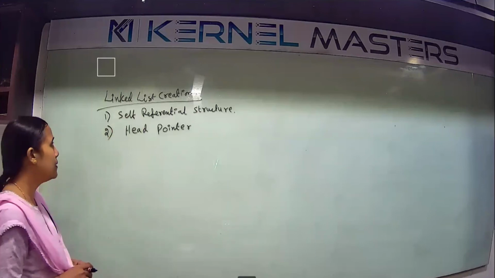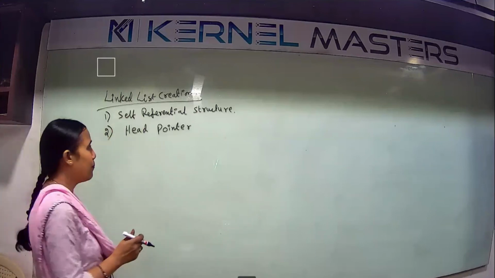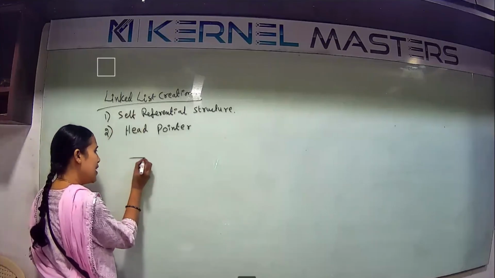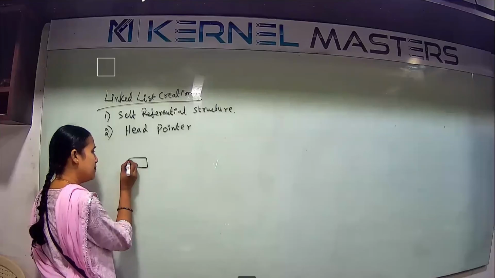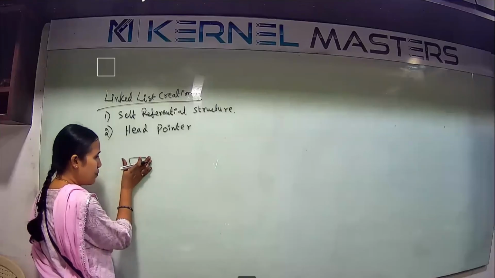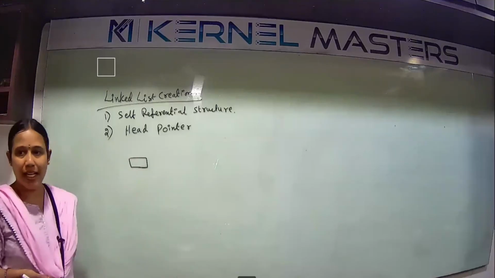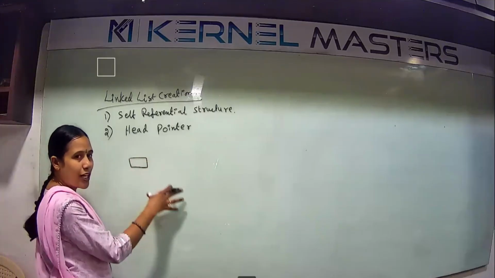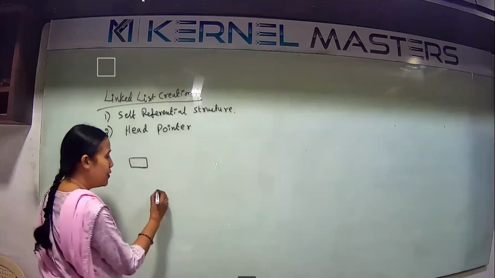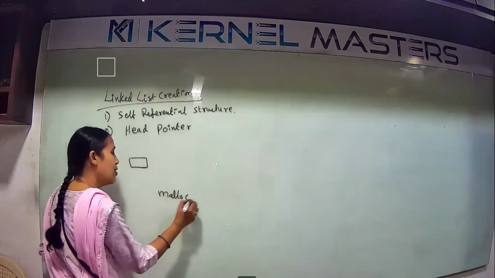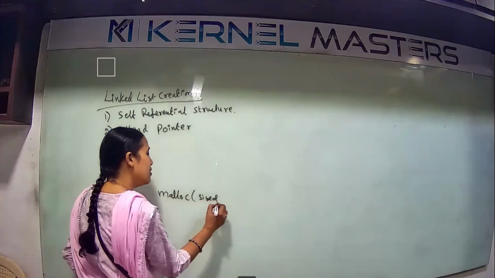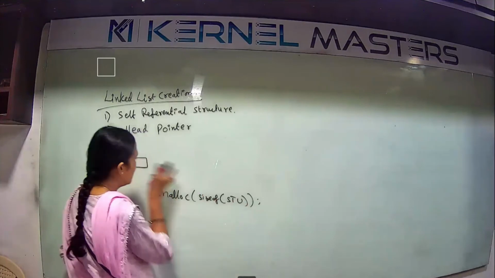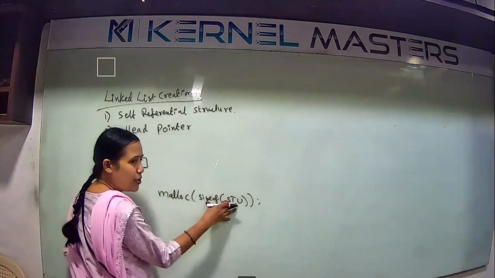Okay. So the creation process is, first you will create one node. The first node you will create. How to create this one node? Dynamically, you will allocate memory. For this structure, you will allocate dynamically. How to allocate memory dynamically? I have told you, right? You will require malloc of size of student structure. This much amount of memory you need to allocate.